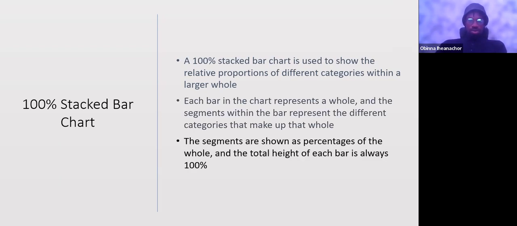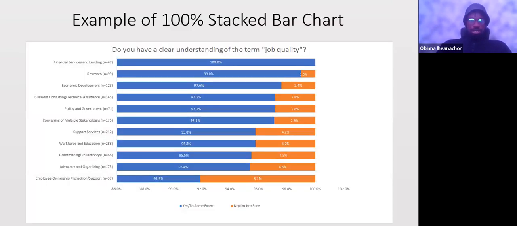So let's see an example to better illustrate this. The segments are shown as percentages of the whole, and the total height of the bar is always 100%. So an example is this. This is like a survey. Do you have a clear sign of the term job equality? So you can see the breakdown for each of the different values, and they all always sum to 100%. All the bars are equal. They might have different values, but they will all be treated as 100% each. So you just see the breakdown.